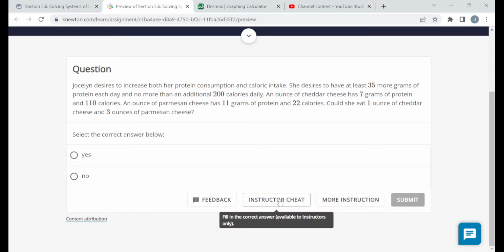You will not have this instructor cheat button. That's for instructors only. But you will have a more instruction button. If you're struggling with a topic or a question, click on this and you'll be taken to a page with some further reading or videos to study. And you'll be given questions related to that instruction. And completing those questions is another way to progress through the assignment.